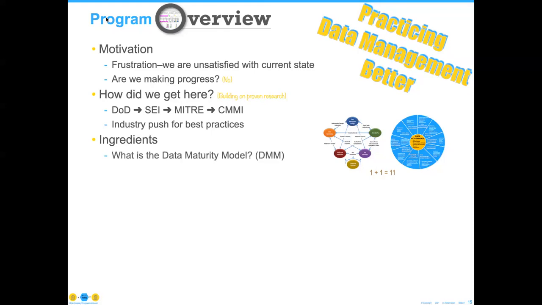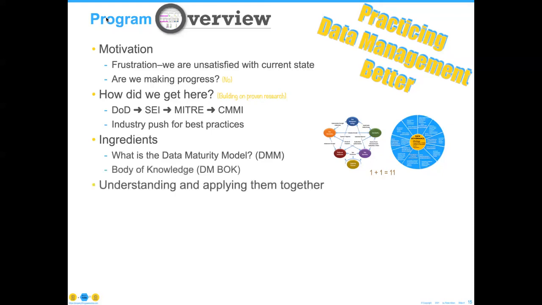We'll talk specifically about the 2 components of this, the data maturity model, which is out of Carnegie Mellon University originally, and the DMBoK, or body of knowledge for data management. We'll talk about how to apply both of these together and understand that we are still driven in data by a weak link in the chain architecture.